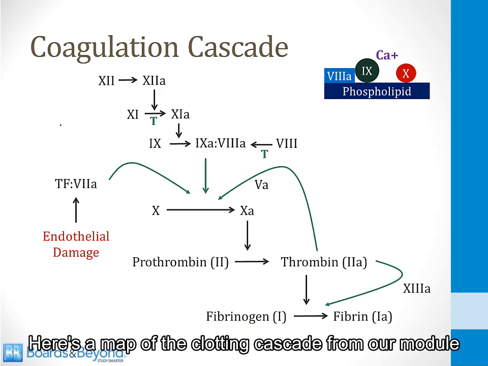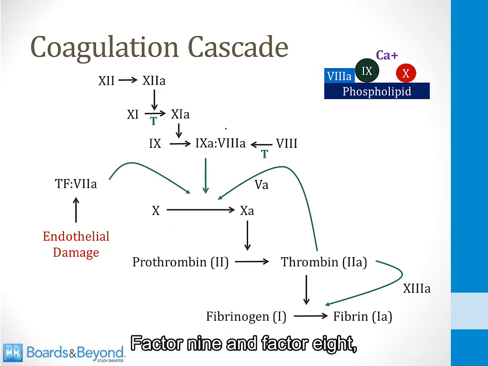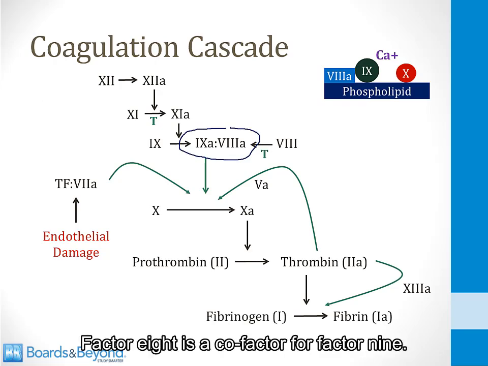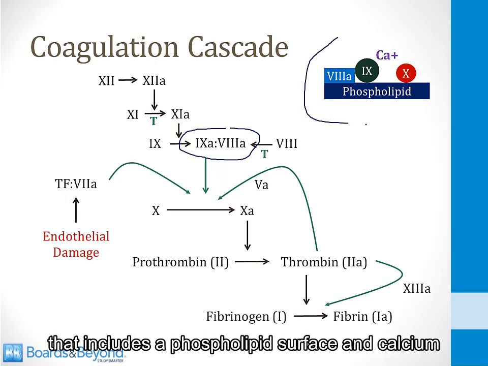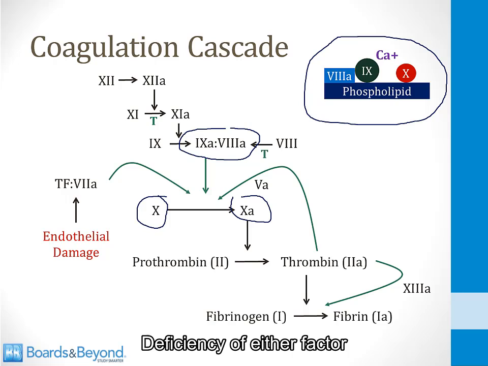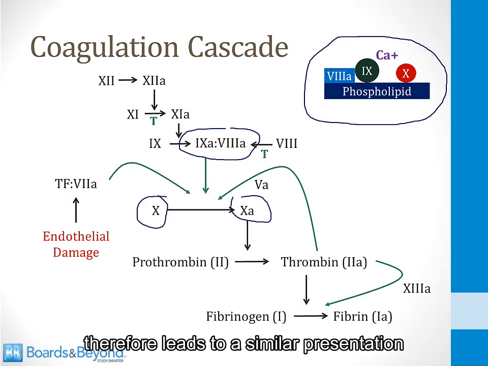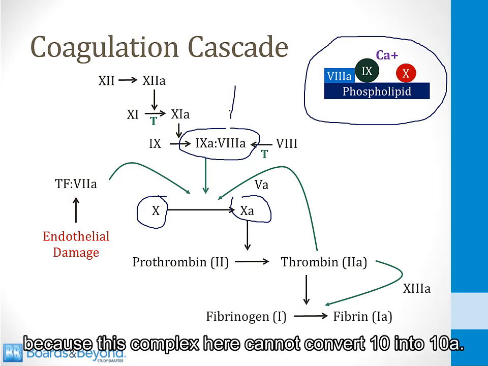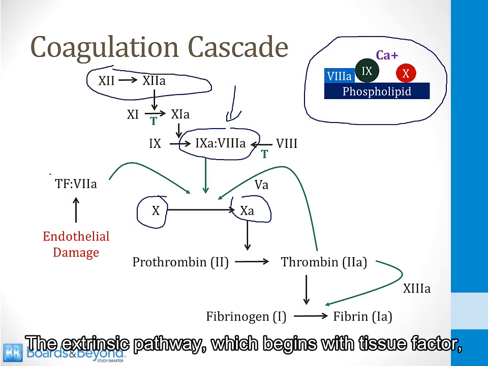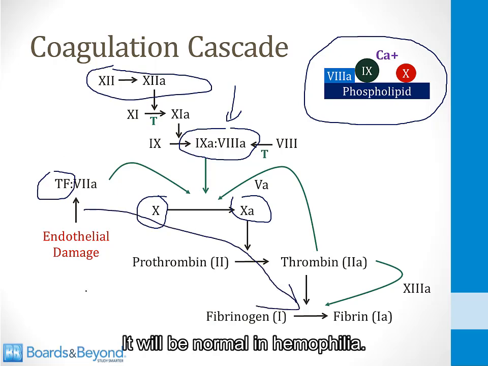Here's a map of the clotting cascade from our module on coagulation. Factor 9 and factor 8 actually work together. Factor 8 is a cofactor for factor 9. They are both part of a multi-component complex that includes a phospholipid surface and calcium and converts factor 10 into factor 10A. Deficiency of either factor therefore leads to a similar presentation because this complex here cannot convert 10 into 10A. They're both part of the intrinsic pathway, which begins with factor 12. The extrinsic pathway, which begins with tissue factor, will remain intact and will be normal in hemophilia.